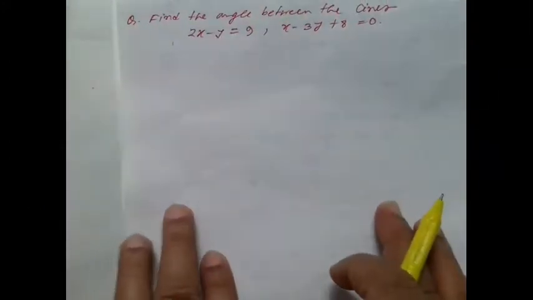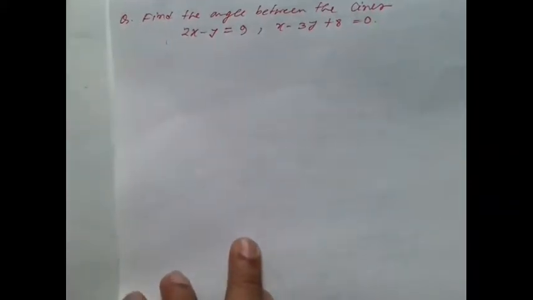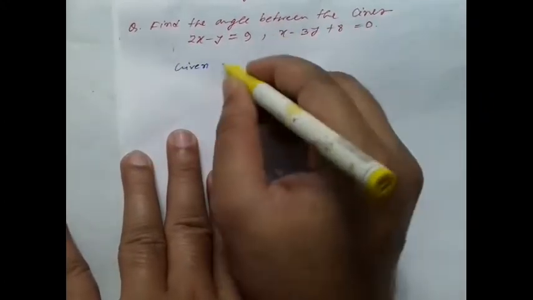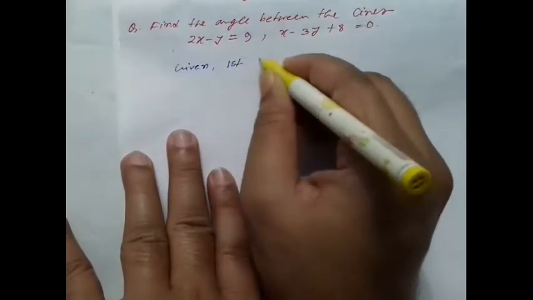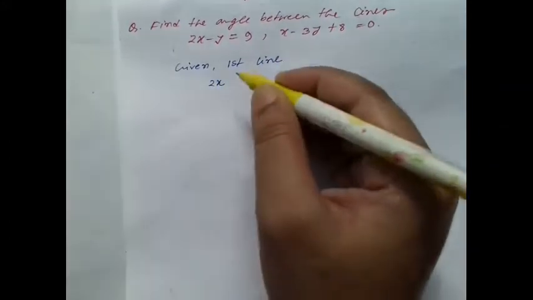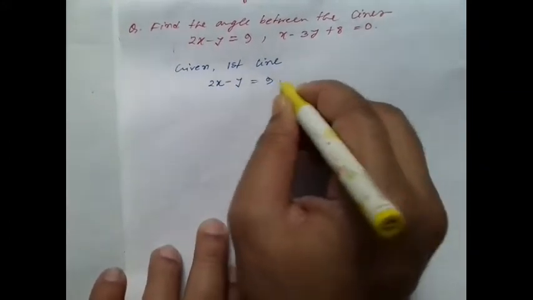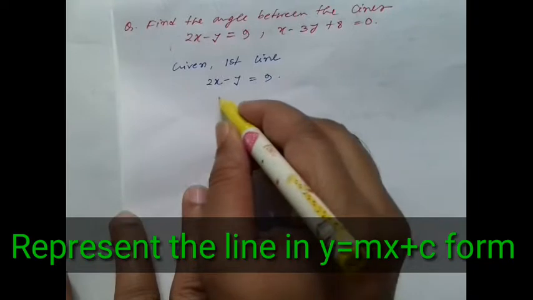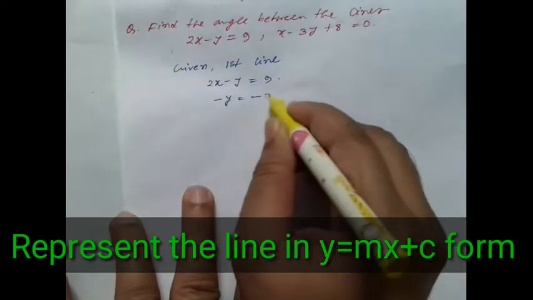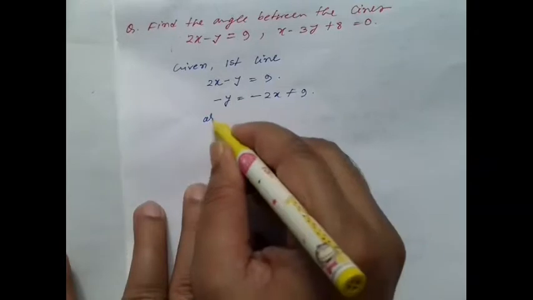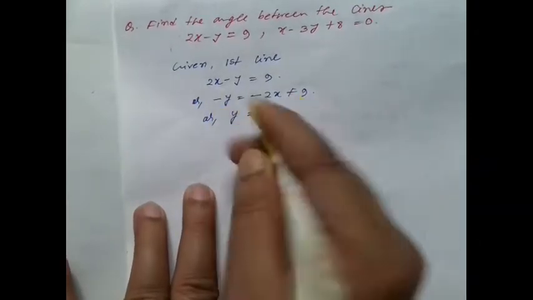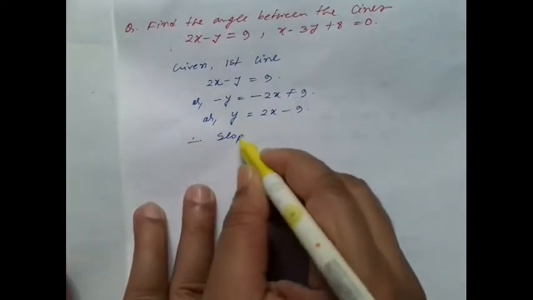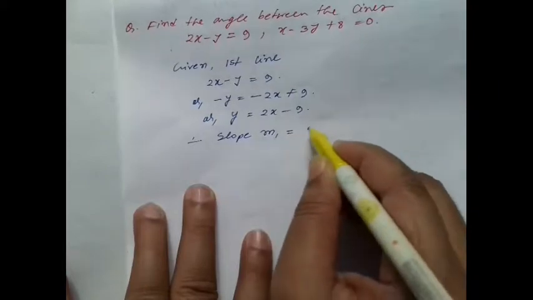Find the angle between the lines 2x minus y equals 9 and x minus 3y plus 8 equals 0. Okay, so you have to write, given first line 2x minus y equals 9. Now we have to represent this line in the form y equals mx plus c. So minus y equals minus 2x plus 9, or y equals, by multiplying by minus 1, 2x minus 9. Okay, therefore slope m1 equals 2.